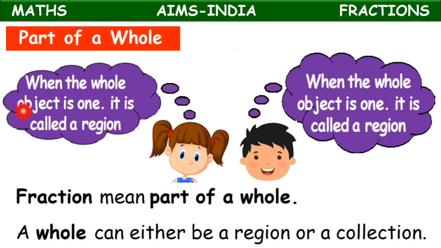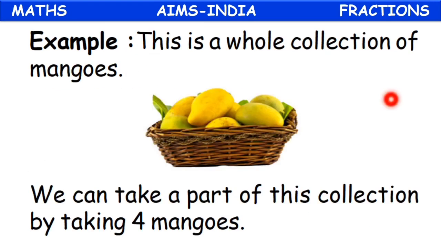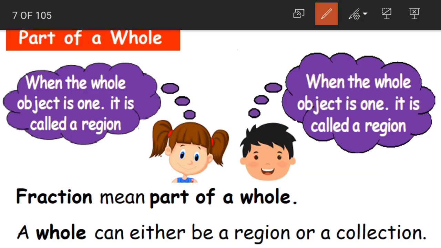Now part of a whole. When the whole object is 1, it is called as a region. When the whole object is 1, it is called as the region. What are they saying? Wait a minute. See, that is what the problem is here. Both the children here are saying the same sentences. Okay. But here it should be different.